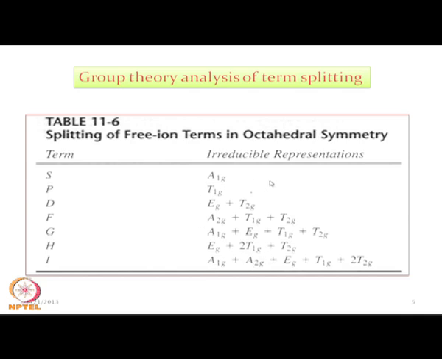So, in all these cases we have some similarity: whatever the term, whether it is S or I, we can have only the A term, E term and T term, that is singlet, doublet and triplet cases. Beyond that we do not have anything which is degenerate beyond a triplet state.